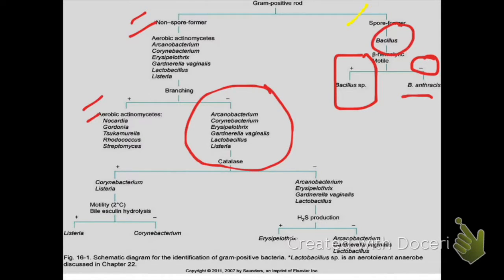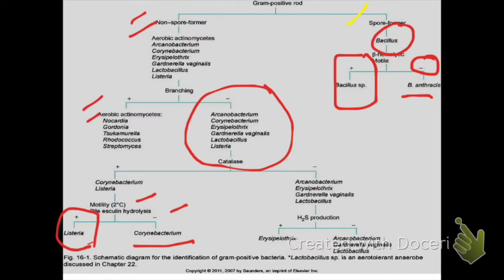They are classified by whether they are catalase positive or catalase negative. You know what we mean by catalase, right? We utilize hydrogen peroxide, and a positive reaction is characterized by rapid effervescence of gas, or bubbling. Now, catalase positive are Corynebacterium and Listeria. This group is further divided by motility at 25 degrees centigrade and bile-esculin hydrolysis. Listeria is motile at that temperature, whereas Corynebacterium is not motile.